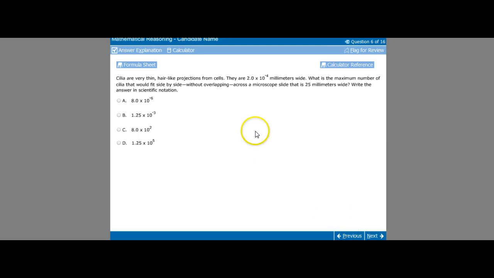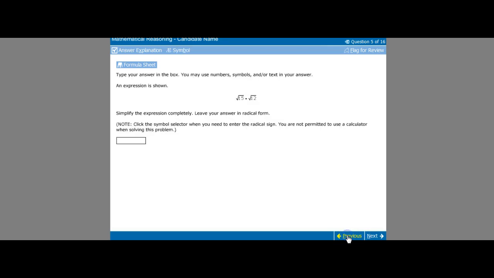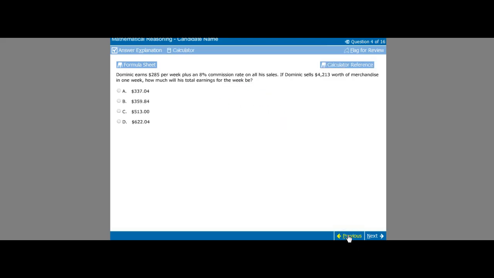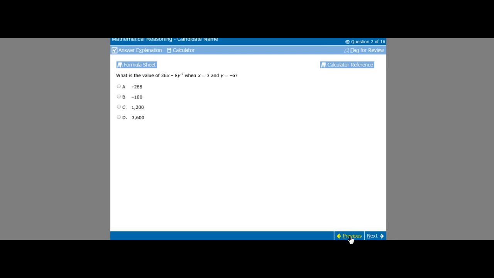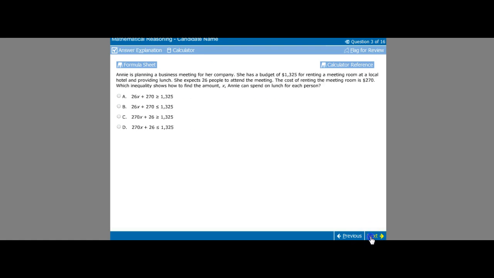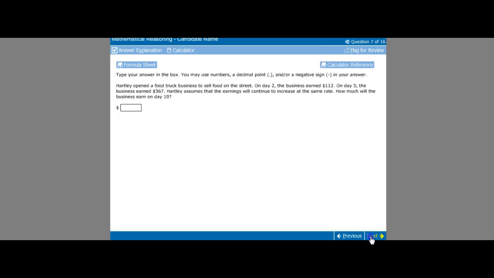If you're familiar with scientific notation, there's one like that. There's another one if you're familiar with radicals, so simplifying expressions of radicals. There are others where if you know how to do percents, that's still on the test. Math is still math. There are others if you understand how to set up an equation or inequality, that's there on the test. And if you know how to evaluate an expression, that's on the test. So you have a variety of things on the test, but I really wanted to hone in on something that was more difficult.